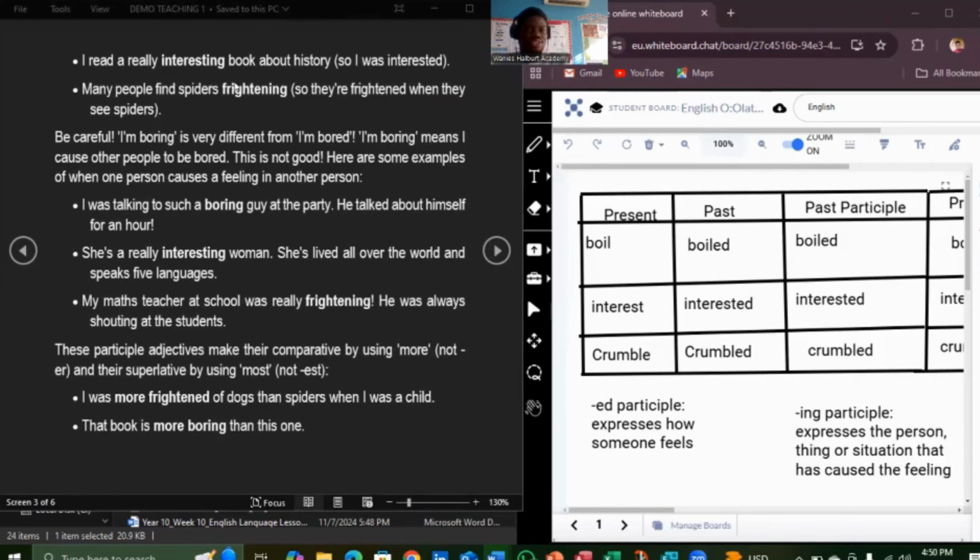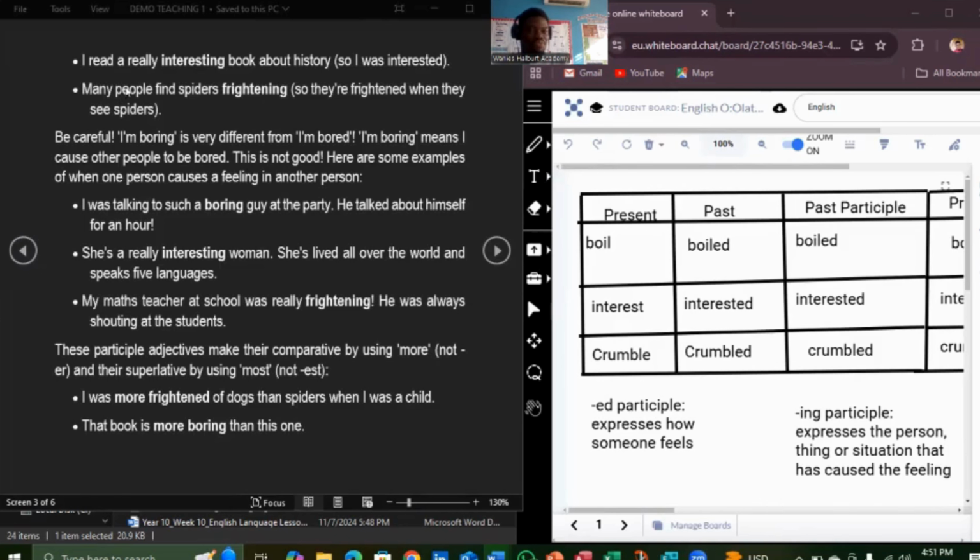So I was interested. Can you see? So interesting here identifies the book. So the book is responsible for what the person, the speaker, is feeling. The speaker feels interested. And that is caused by this object, book. So this is how participial adjective works.